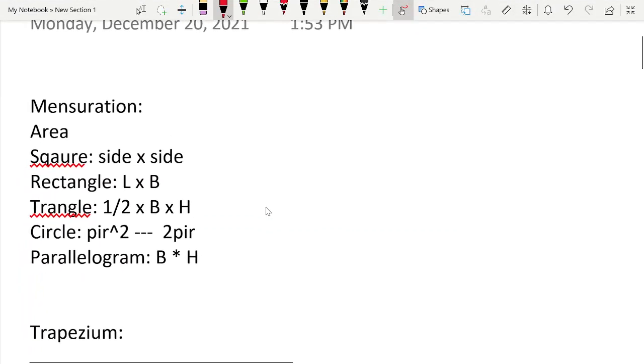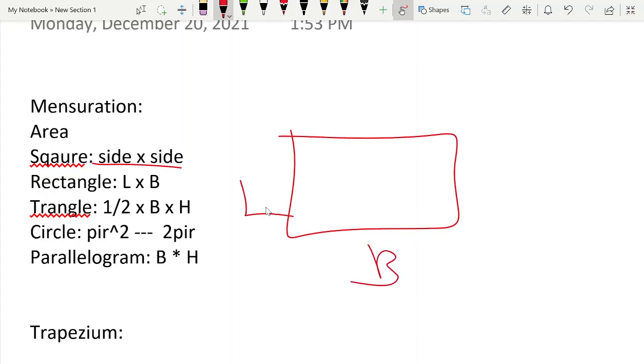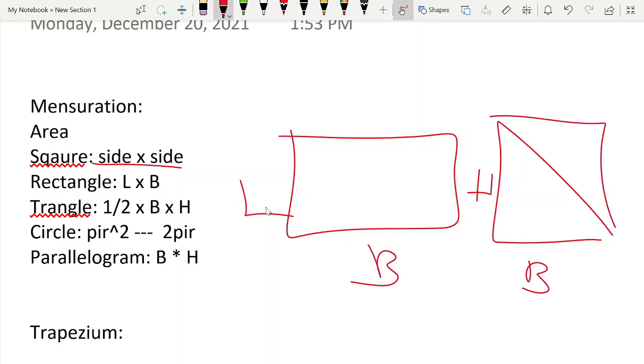Okay, now let's recall a little bit of stuff. The areas that we learned in Class 7: square is side times side, rectangle is L into B, length into breadth. Triangle is half b h, where b is the base and h is the height, and half of that because it forms a quadrilateral if you double it. Then we've got the circle.